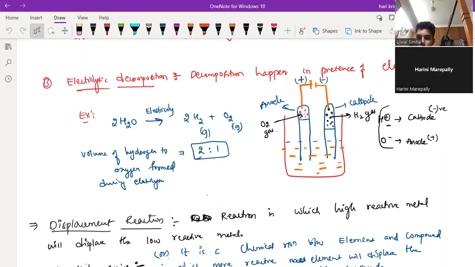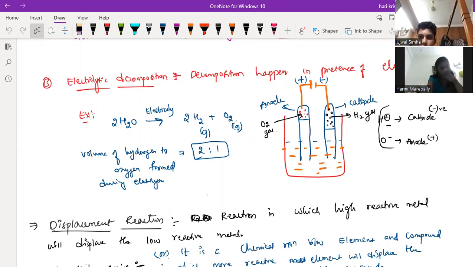It depends upon the connection. When it is negative, we'll be getting hydrogen, H plus ions, and when it is positive, we'll be getting oxygen ions, at the anode and cathode.